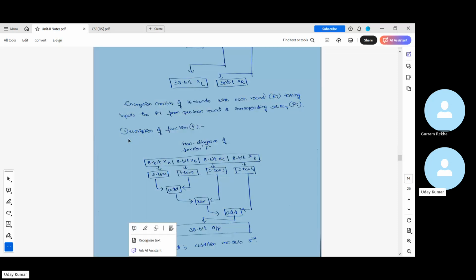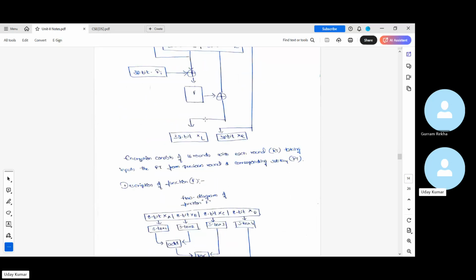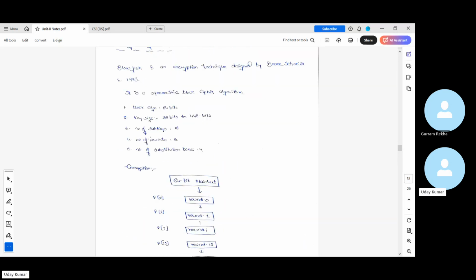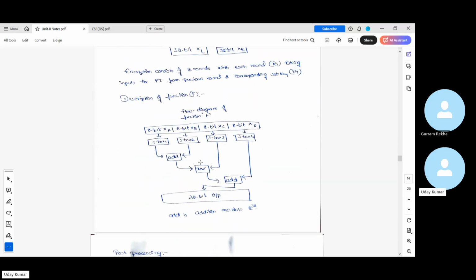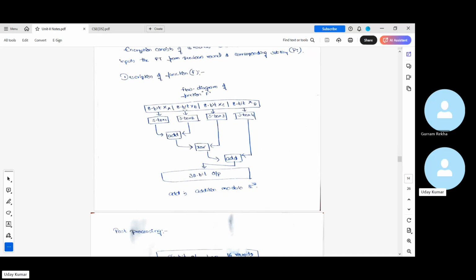And what is decryption? I told you there are 4 S-boxes here. Like we mentioned here, number of substitution boxes is 4. So 8-bit XA, 8-bit XB, 8-bit XC, 8-bit XD. S-box 1, S-box 2, S-box 3, S-box 4. Now, the output of it, you are going to add these two. The output of it is again XORed with S-box 3. The output of it is again XORed with S-box 4. Finally, you are going to get a 32-bit output. So this is the flow diagram of F.